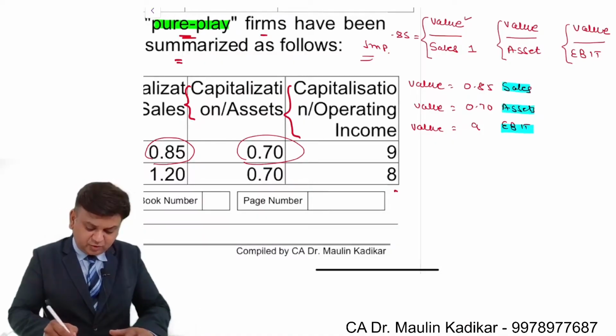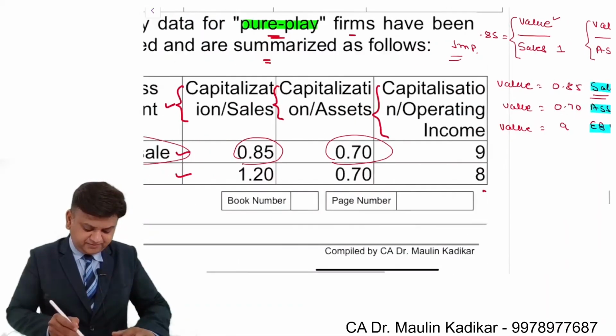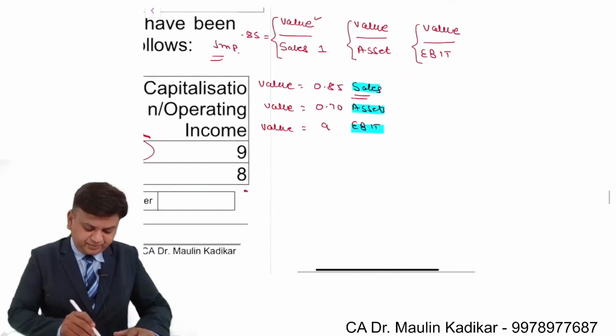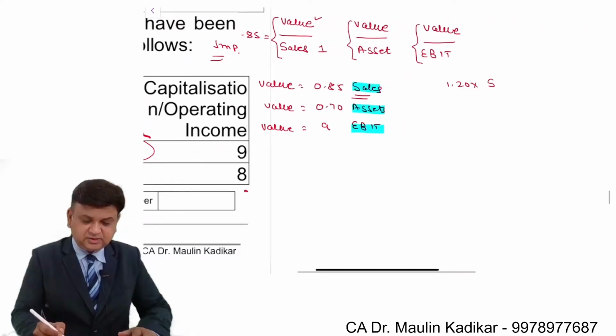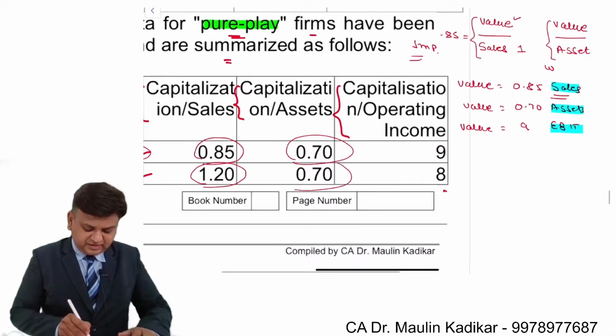We have to do the valuation of the wholesale segment using the sales, wholesale segment again using the sales. Here the ratio is 1.2, so it is 1.20 into sales. This is for the wholesale segment, and this is for the retail segment. This is 70%.